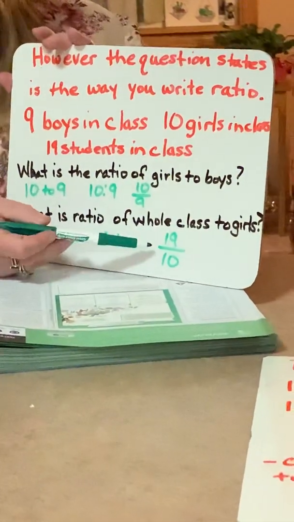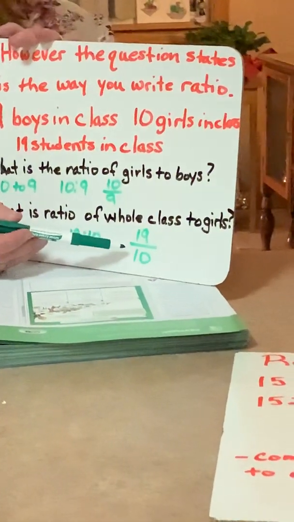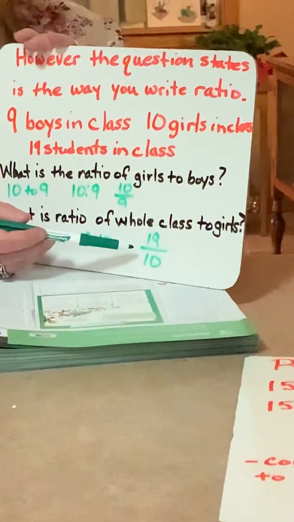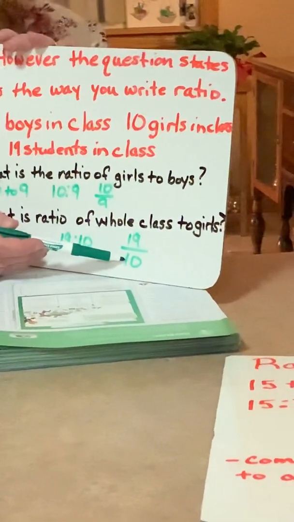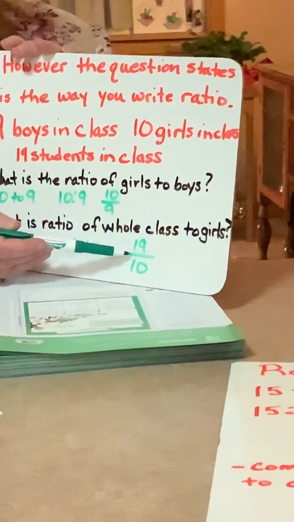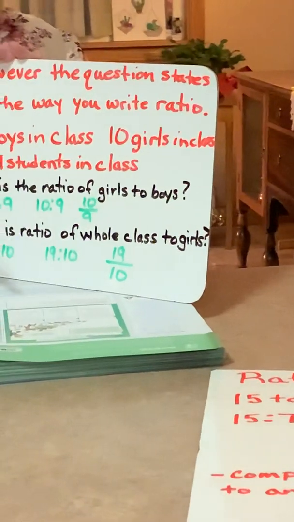And if you have to read this out loud, it probably won't be me, it'll be whoever you have next year, that is not 19 tenths. Nope. That is 19 to 10 when you're dealing with ratios.